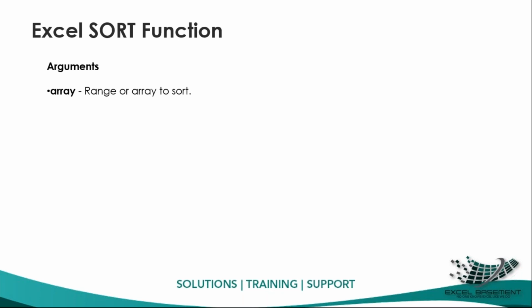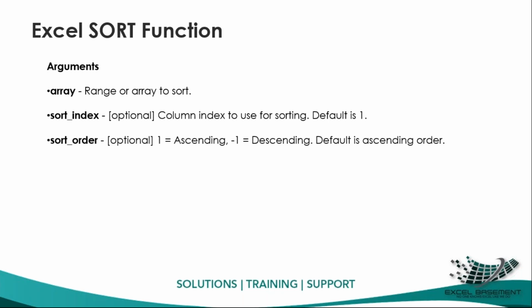So the first argument is the array. Array means the range or array you are required to sort. Sort index means which column will be the base point for sorting. The default is 1. Okay. Sort order: if you want to sort in ascending order, you write 1. If you want to sort in descending order, you write -1. And if you skip this optional argument, the default is ascending order.